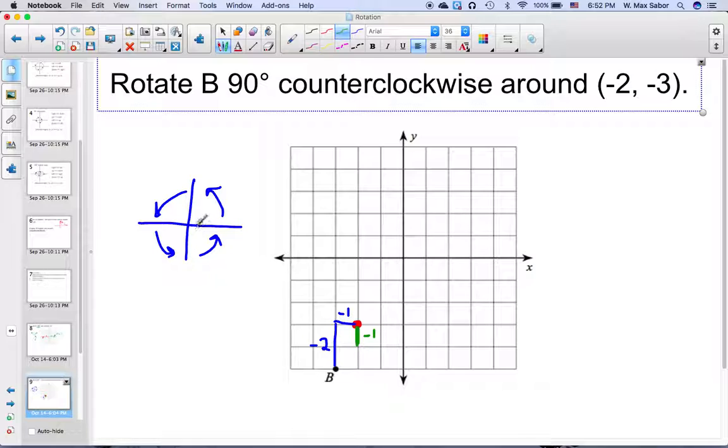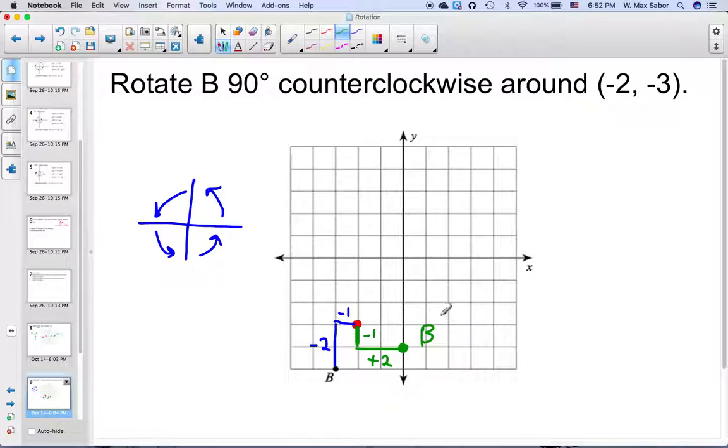Down 2 turns into right 2. So again, I'm measuring from here. When I measure from here, I go left 1, down 2. Now measuring from here again, I go down 1, right 2. So that gives me that here is where B prime ends up, at 0, negative 4.